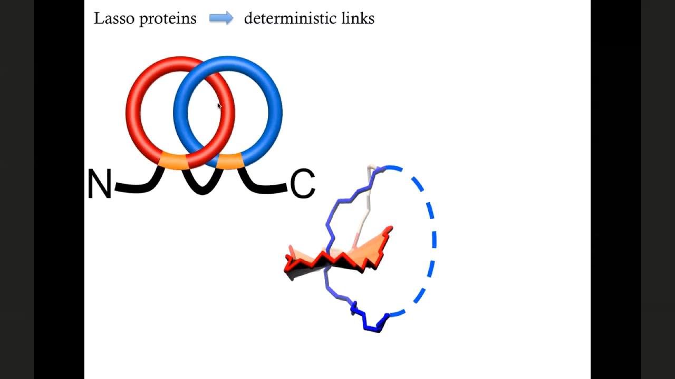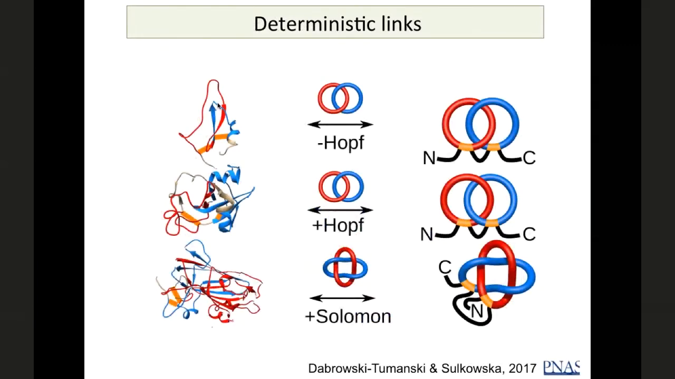So if we use this information and scan the whole PDB, then we found out that indeed proteins can make links. They are rather simple, but we found two types of the Hopf link according to different chirality, so it's pierced in a different way. And the most complex one is a Solomon link.